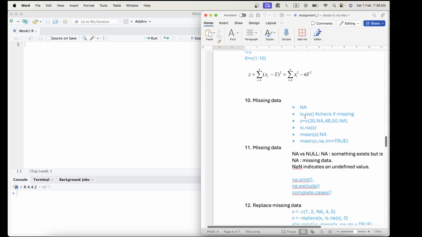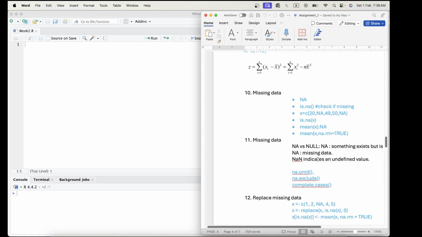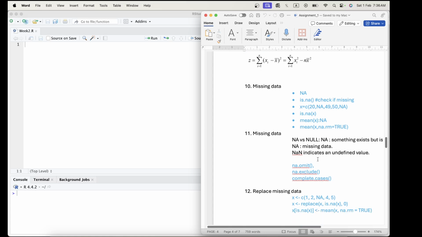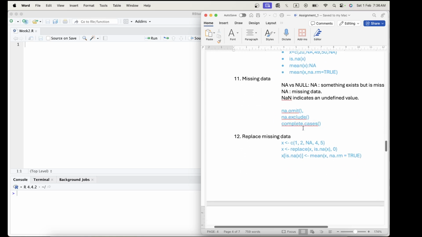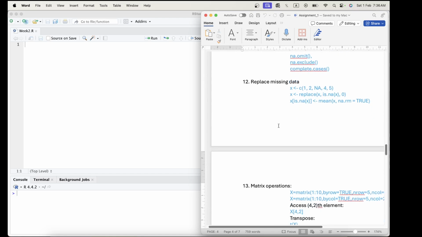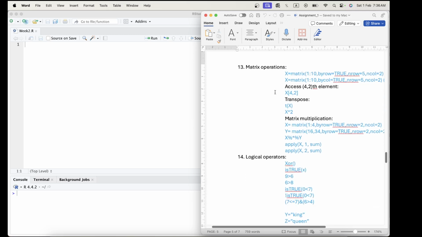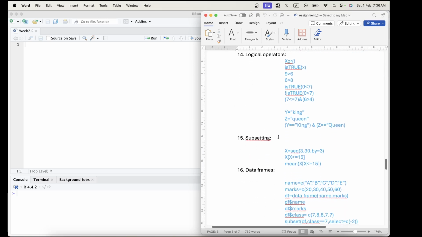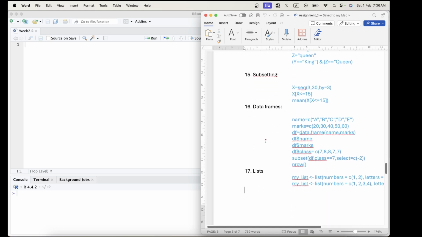We also learned how to tackle missing data, what keyword R uses for it, and how we can navigate through tackling missing data primarily by removing it and considering complete cases, or replacing it with some other value. And we also looked at matrix operations and some of the logical operators, and also a little bit about subsetting.